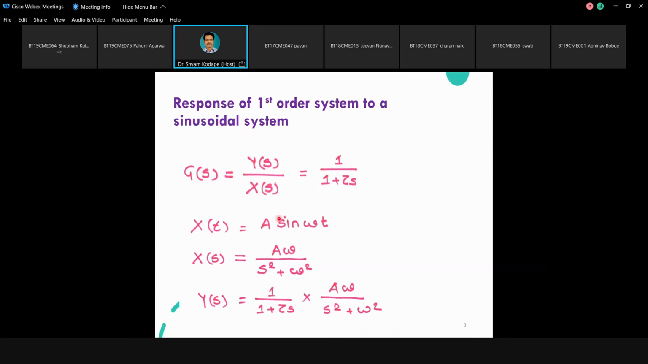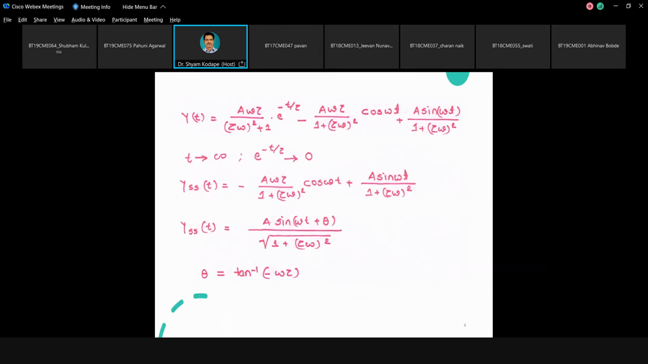If my input is a sinusoidal one, we had defined x(t) = A sin ωt. Then its Laplace transform was X(s) = Aω/(s² + ω²). Substitute this X(s) over here, and you will get this expression. Agree? You will get this expression.